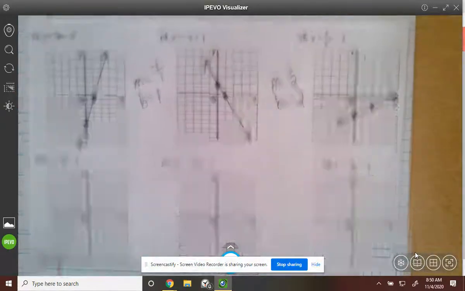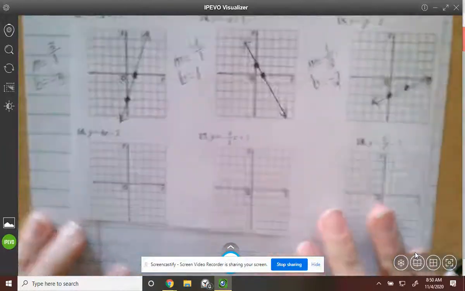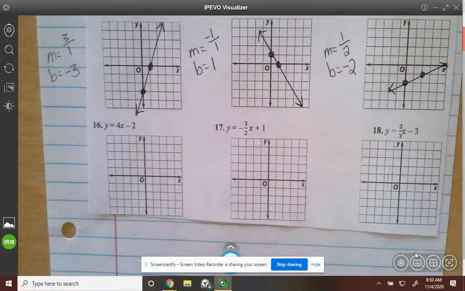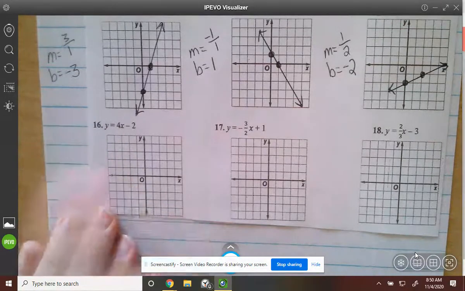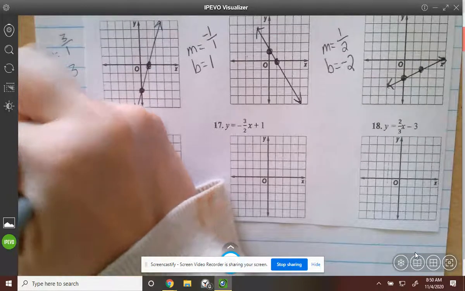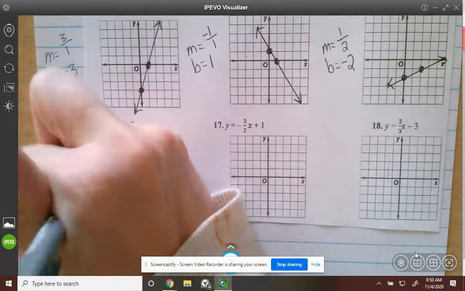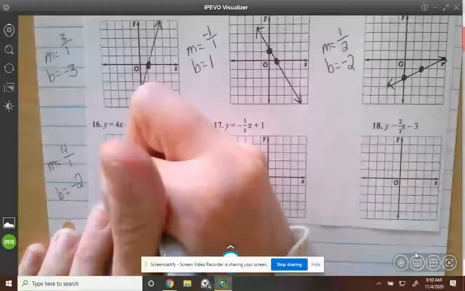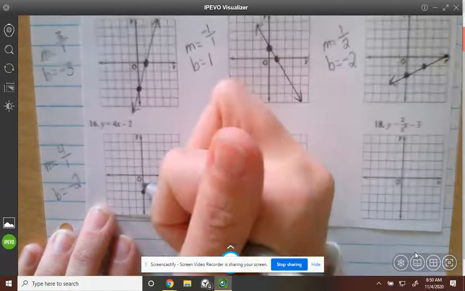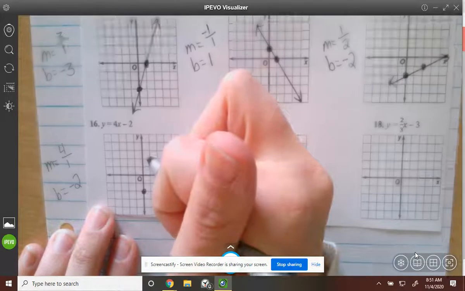All right, pause this and try to do these 3 on your own. So really pause it, try to do the 3 on your own, and then unpause it, and I'll work them out for you. Okay, so I'm going to do this one. I do it pretty quick. 4/1 is my slope. -2 is my y-intercept, so I'm starting at -2. I'm going up 4 and over 1.